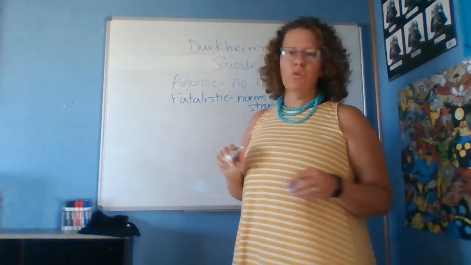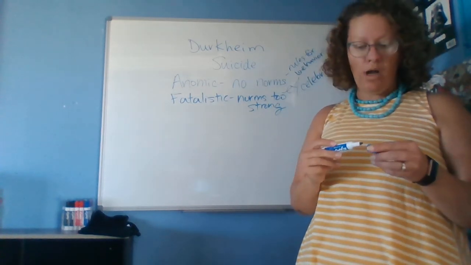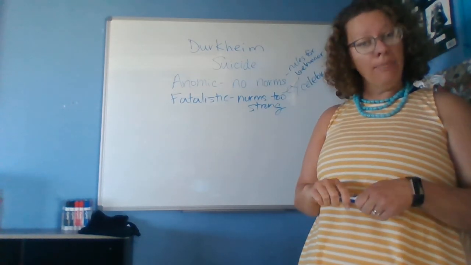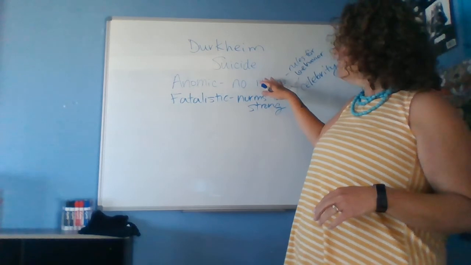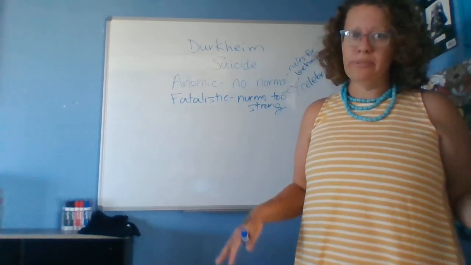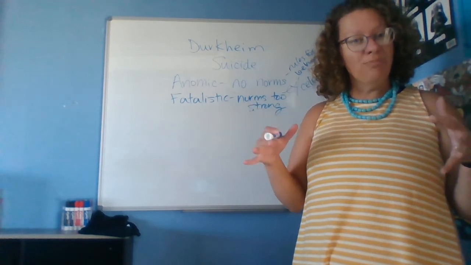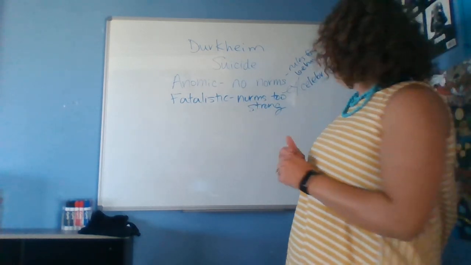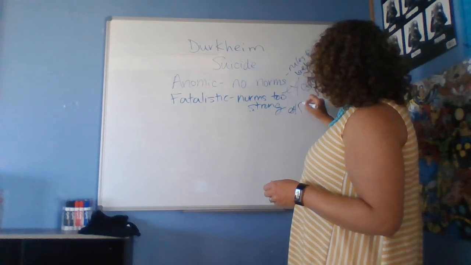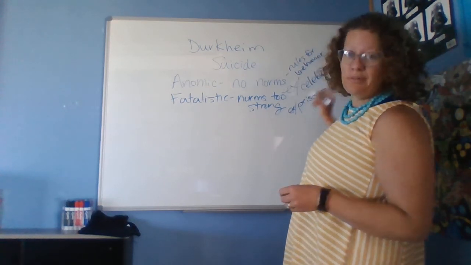This is where the norms are too strong. This is kind of the opposite of anomic suicide, okay? So anomic suicide is where there's like no norms or the norms are very weak. Fatalistic suicide is where the norms are super strong. So an example of this one would be like prison suicide.